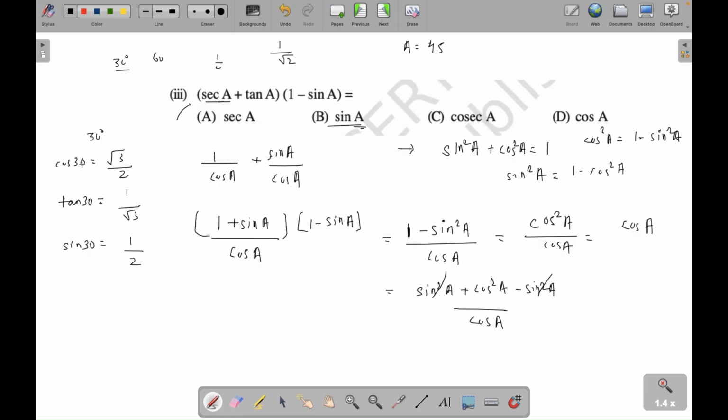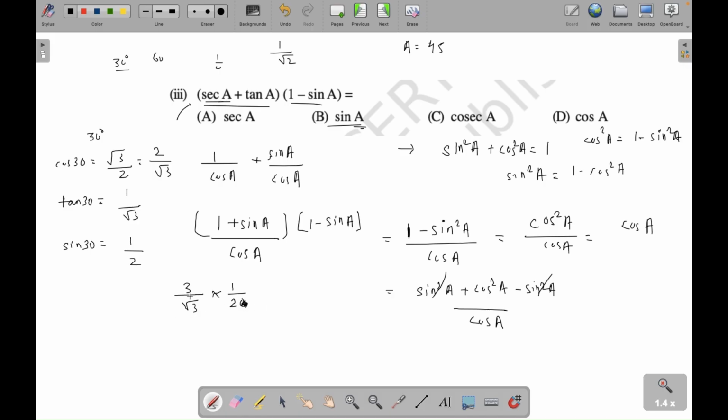So sec A, so cos 30 is root 3 upon 2. So sec 30 will be 2 upon root 3, right? So we just have to add 2 upon root 3 and 1 upon root 3. So this gives us 3 upon root 3. So the left hand side is 3 upon root 3. The right hand side is 1 minus sine 30, which is half. So which is half automatically, right? So we get 3 upon root 3 times half.